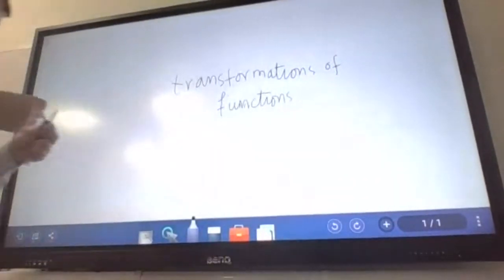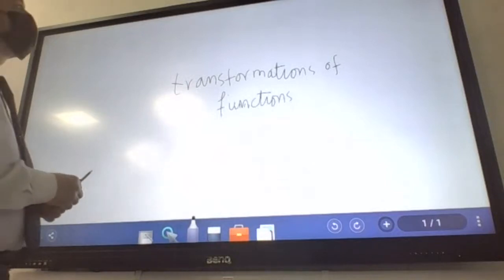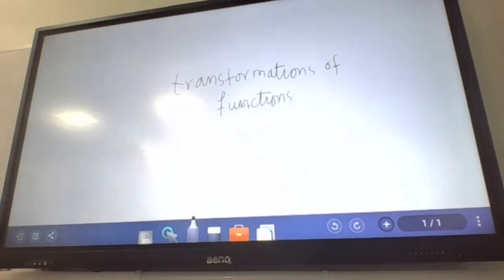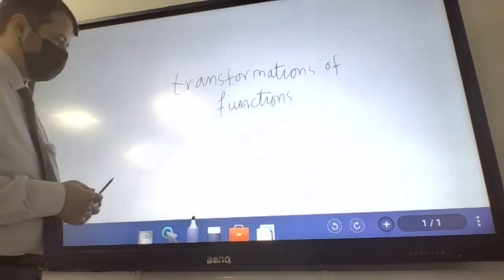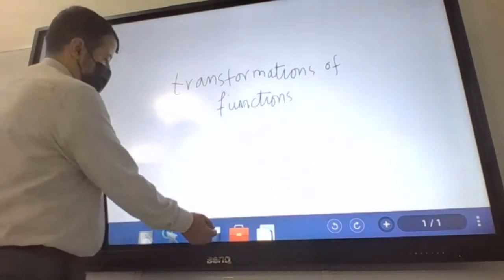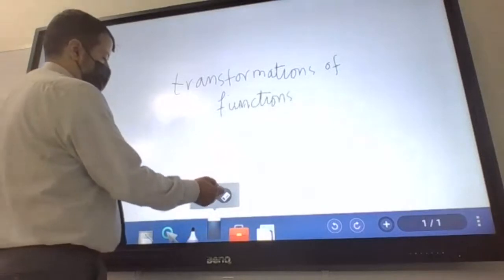So today we will discuss transformations of functions. So we have a library of functions that you should keep in your mind.